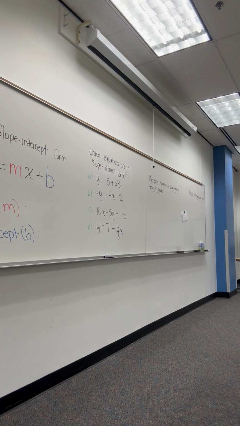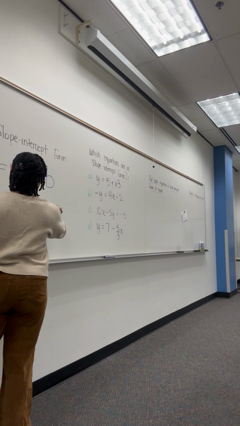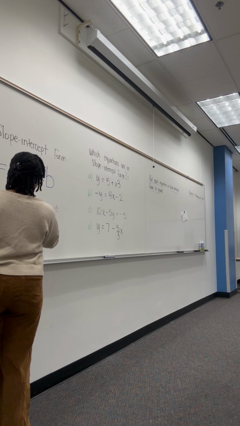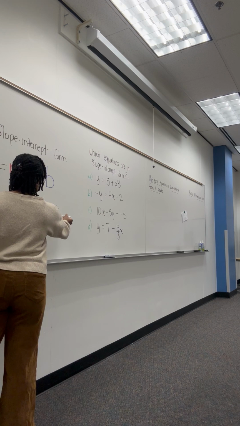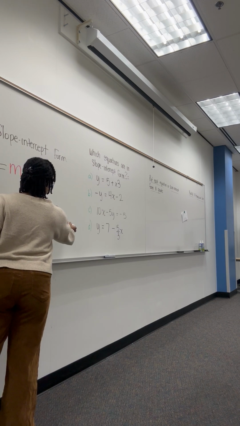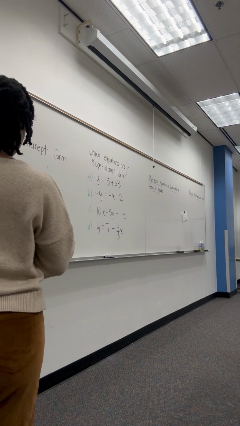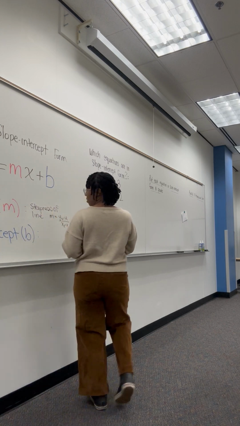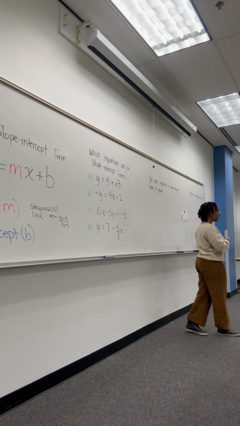So m is slope, okay? That is the steepness of the line. And there's an equation that we used to calculate it if it's not already given. Okay, and that is m equals y2 minus y1 over x2 minus x1, okay? And then our y-intercept is that b value, okay?